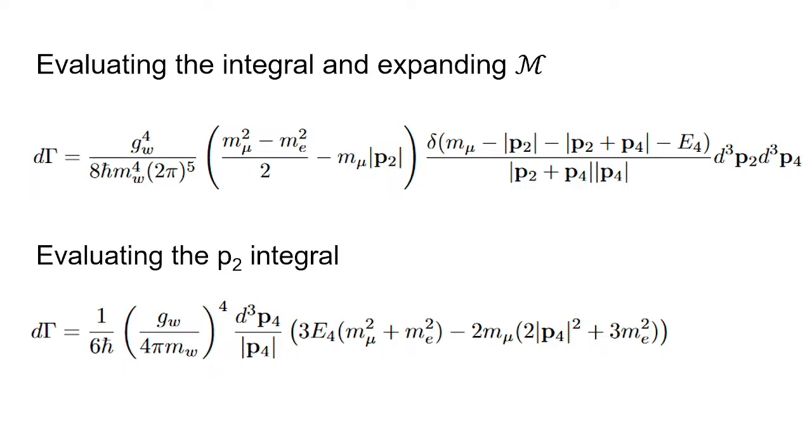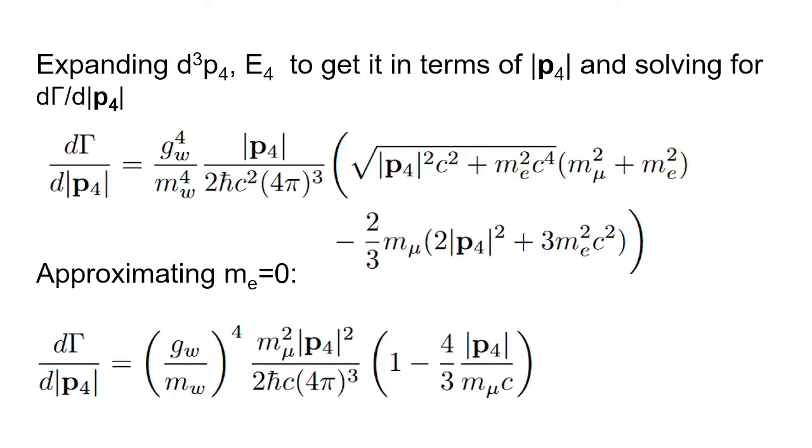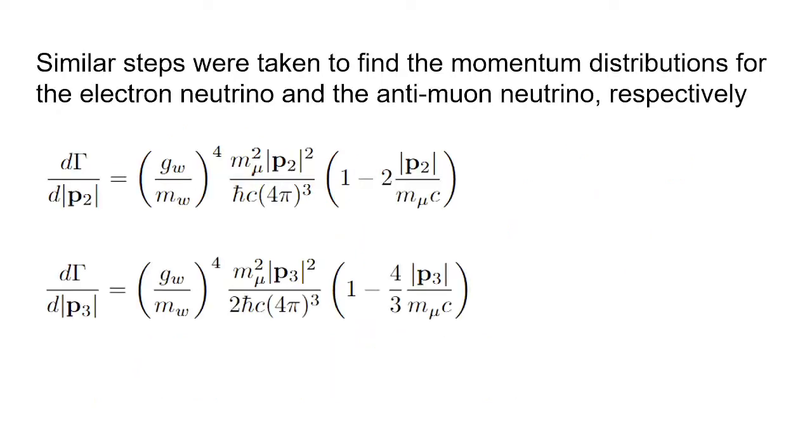We just need to expand the d3P4 in terms of just the absolute value of the momentum there. And doing so, we end up getting this. However, this is a little bit of an ugly equation. Luckily, we can simplify it quite a bit by the fact that the mass of the muon is about 200 times the mass of the electron, meaning that it's pretty much just zero, so we can make that approximation and end up getting this pretty nice distribution here finally at the end.